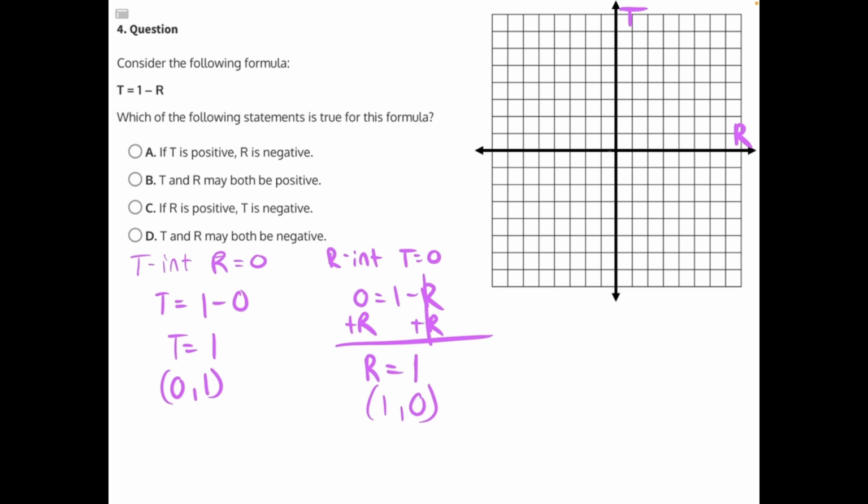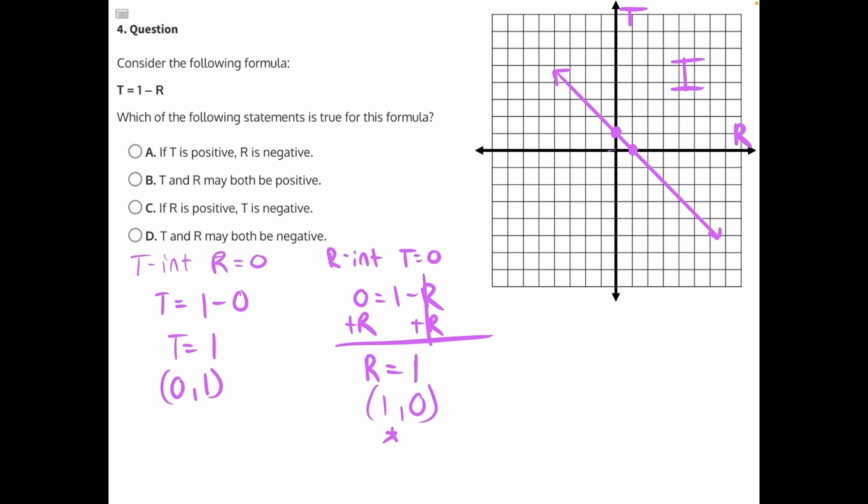Let's plot these 2 points. Over 0, up 1 would put me right here, and then over 1, up 0 would put me right here. We can connect these 2 dots and have our graph. Now notice when we look at our answer choices that there are no options that talk about a specific point on the graph. There is no "when t is less than 3, r is positive," nothing like that. We are just dealing with t as a whole being positive and r as a whole being positive. So this means we need to think about this in terms of our quadrants.